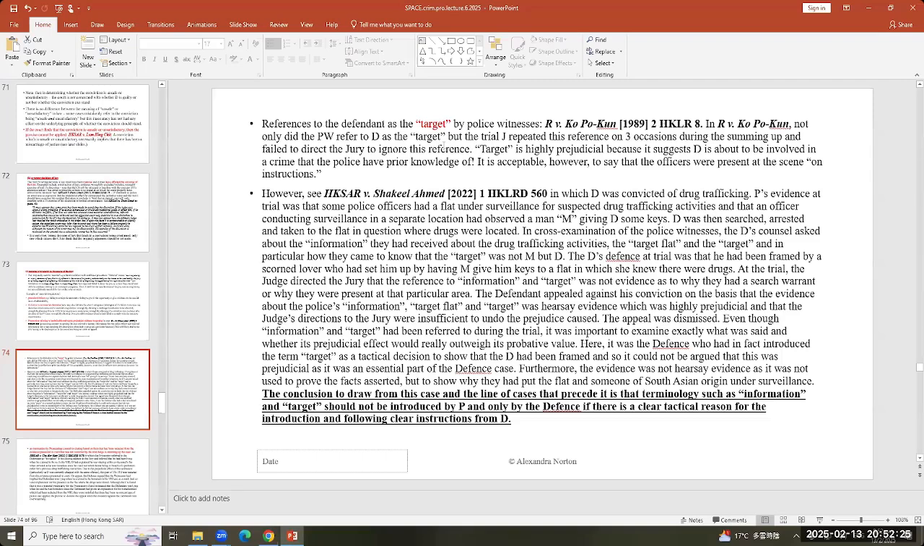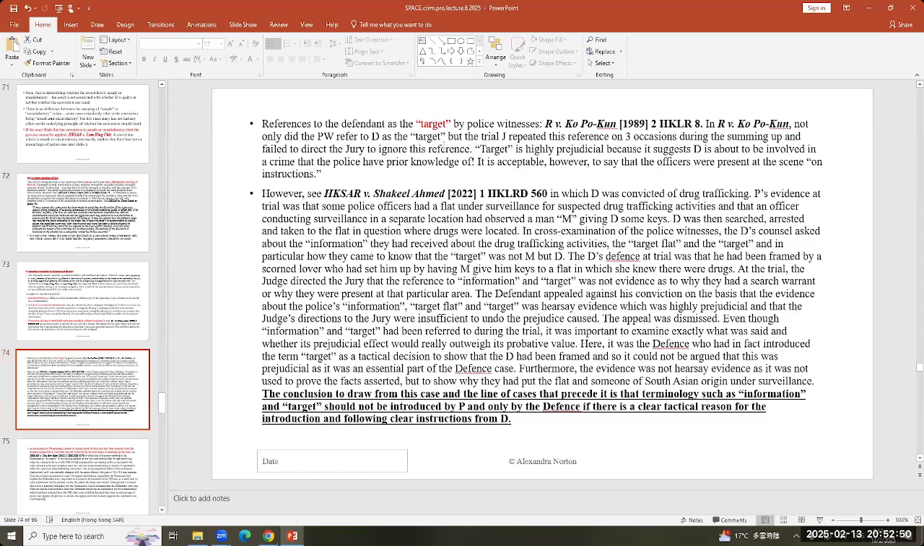And I put a recent case here for you, Shakil Ahmed, because this is a case in which it wasn't the prosecution or the judge who wrongfully used the term target. It was actually defense counsel themselves. And defense counsel did it on a number of occasions. And then on appeal, they tried to argue that the term target had been prejudicially introduced, and that would be a good ground of appeal.